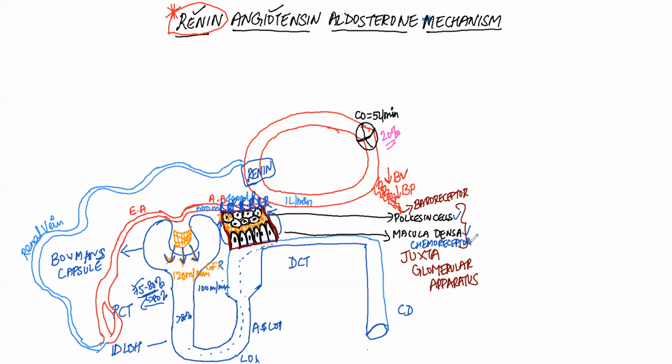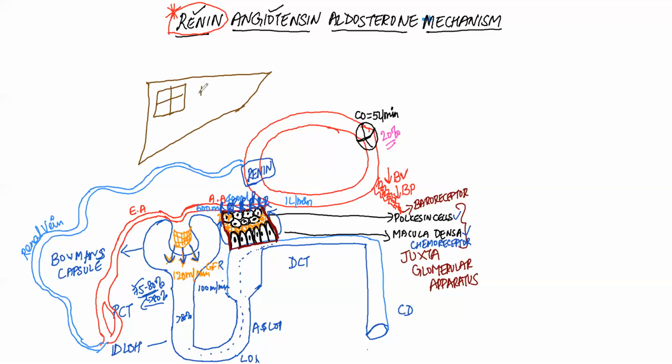Now when this renin has reached your general circulation, what happens? When renin enters your general circulation, a second player comes into the picture, and that is your liver. We'll draw the liver over here. This is the liver, and it contains hepatocytes.